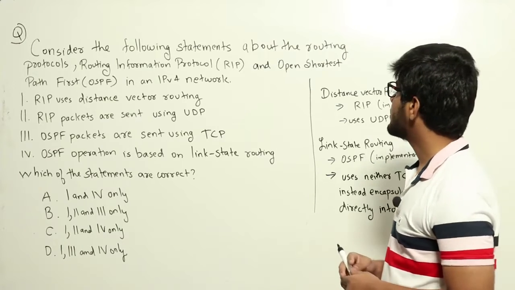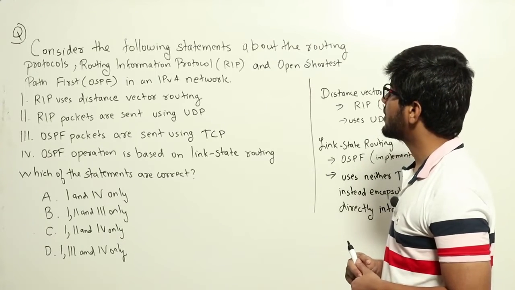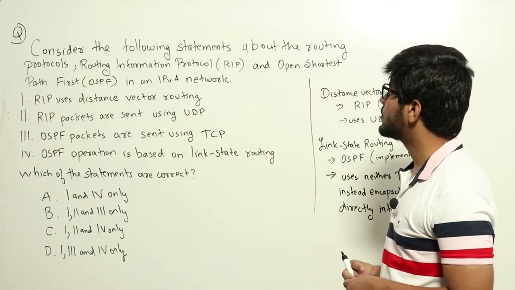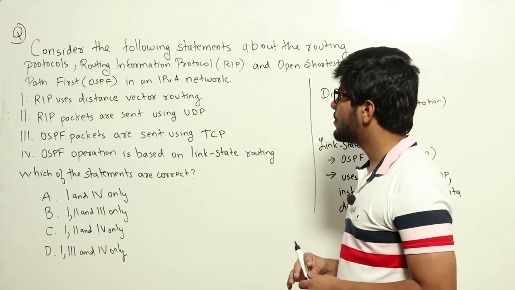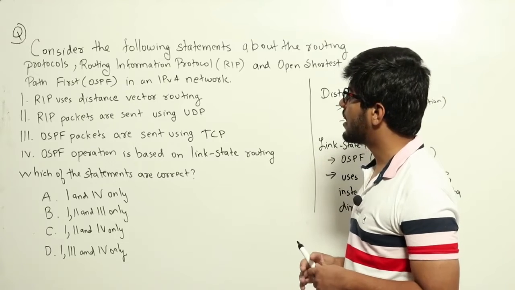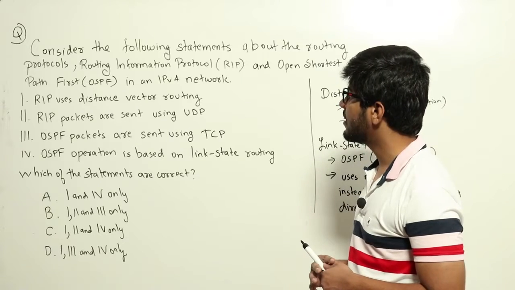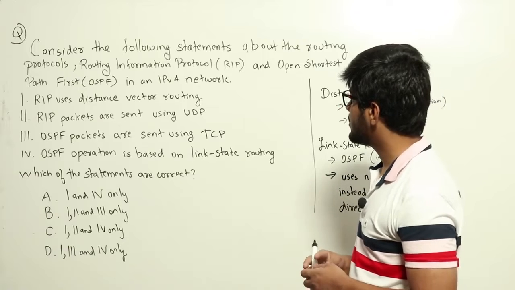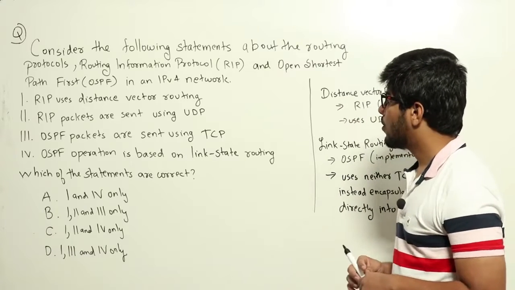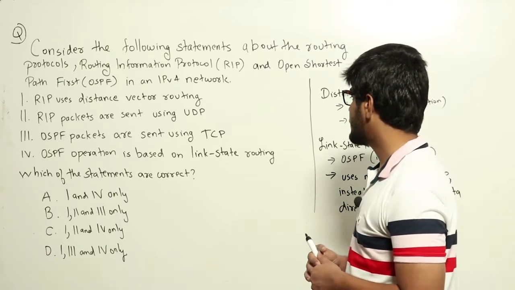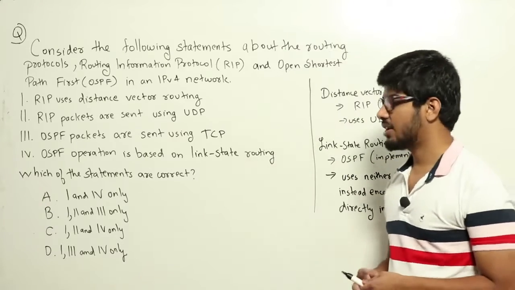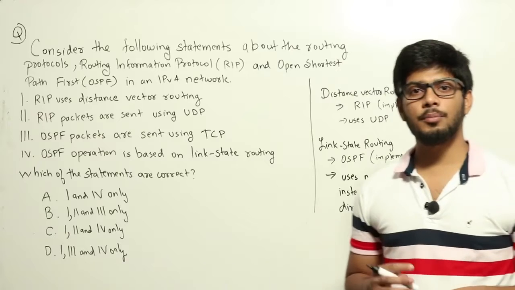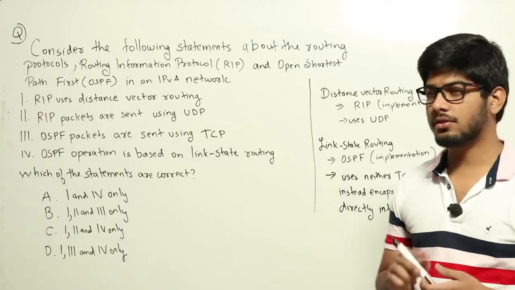Consider the following statements about the routing protocols: routing information protocol and open shortest path first in an IPv4 network. 1. RIP uses distance vector routing. 2. RIP packets are sent using UDP. 3. OSPF packets are sent using TCP. And 4. OSPF operation is based on link state routing. Which of the following statements are correct? And they have given 4 statements.